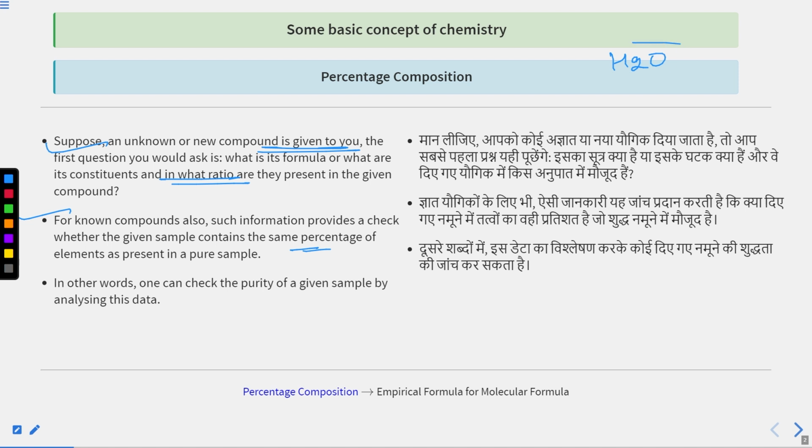Suppose I give you water, you can check the percentage composition of hydrogen and oxygen. If the percentage composition of hydrogen and oxygen is the same as in pure water, then you can say it may be pure water, and then you can do another test. In other words, one can check the purity of a given sample by analyzing the data.